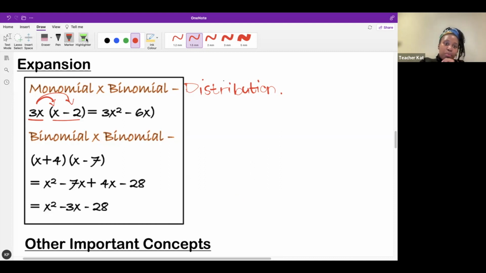What if I have two binomials? So a bracket times a bracket, like so. Then what do I do? What do we call it? Nice and clear. This is FOIL. All right, so factorize means you do one of the following. Common factor, difference of two squares, trinomial, or grouping. Expanding means you're multiplying it out. So you're either distributing or you're foiling.